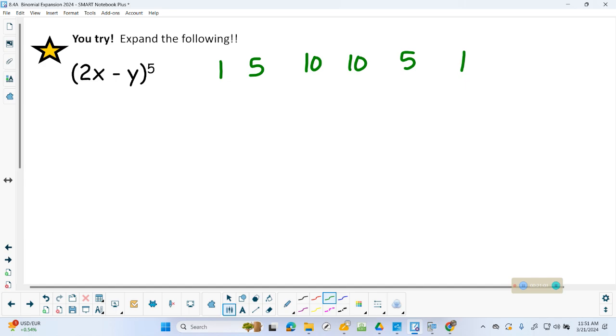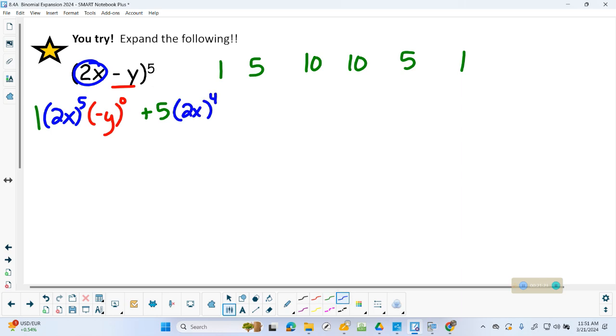Okay, I'm just going to set up the first couple terms just to make sure we're all on the right track here. Of course, our first term of the binomial, 2x, that's going to start at 5. Make sure you take the sign on y, because that's going to do the alternating. Of course, 0 power won't affect us there. 5 would be our next coefficient. 2x moves down in power. Negative y up to the first.